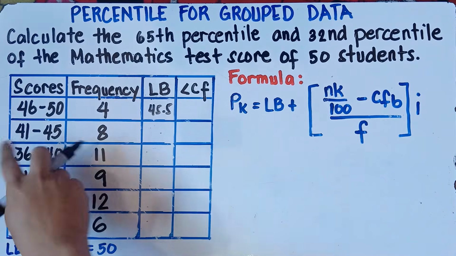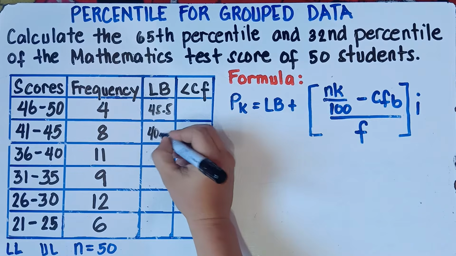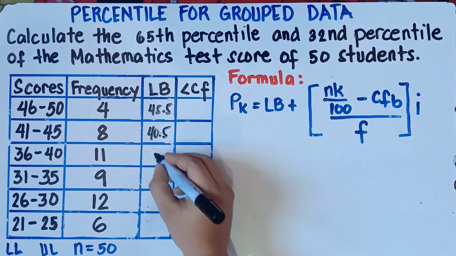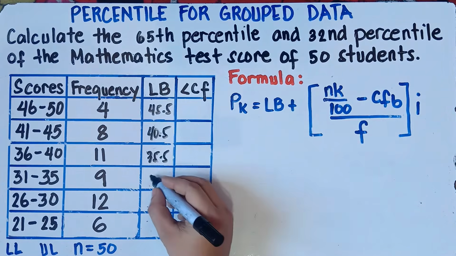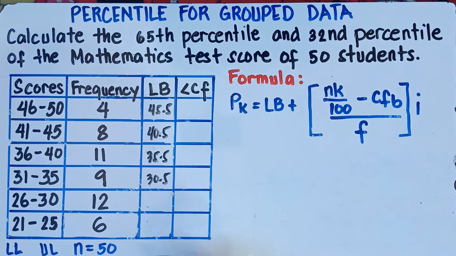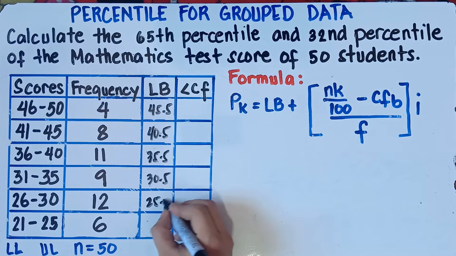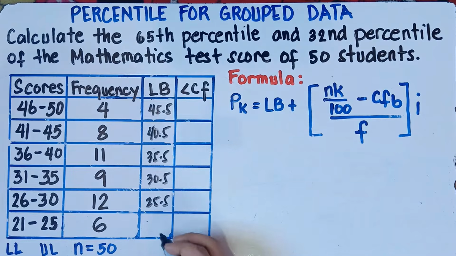So 41 minus 0.5 is 40.5. 36 minus 0.5 is 35.5. 31 minus 0.5 is 30.5. 26 minus 0.5 is 25.5. 21 minus 0.5 is 20.5. And we're done with the lower boundary.